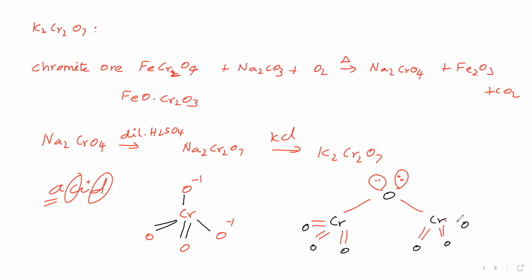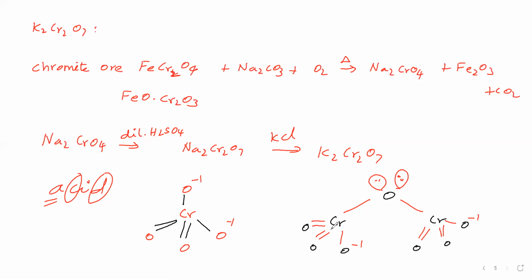The other oxygens make double bonds. Chromium makes totally how many bonds? 6 bonds. So one bond we will remove here. And dichromate means Cr2O7 2 minus. So -1 here and -1 here. It is the dichromate ion.